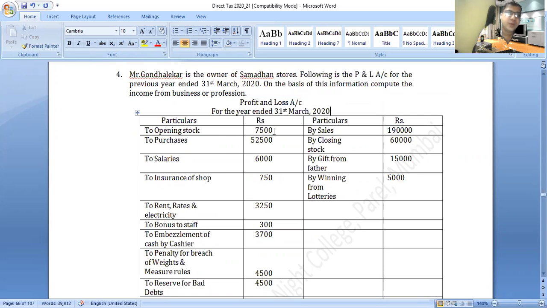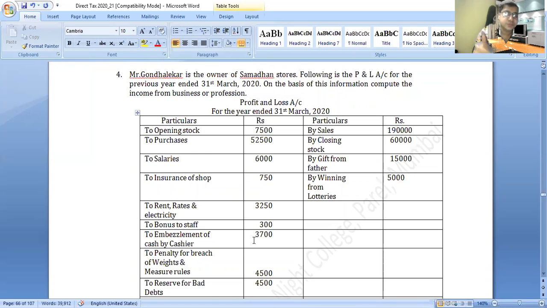Opening stock is a business expense, allowable. Purchases, salaries allowable. Insurance also allowable. Allowable means it is not necessary to write anything in our format. Rent, rates and electricity allowable. Bonus also allowable. Embezzlement of cash by cashier is also allowable.